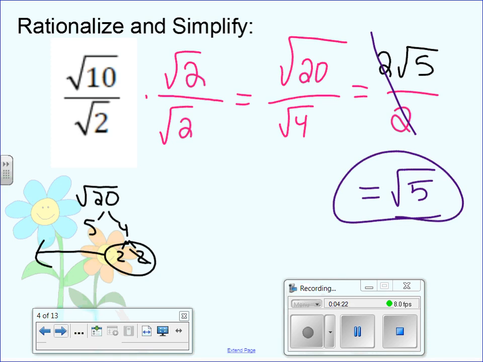Which you might have been able to predict originally from the original problem. 10 divided by 2 is 5. So it's kind of cool to discover that, though.